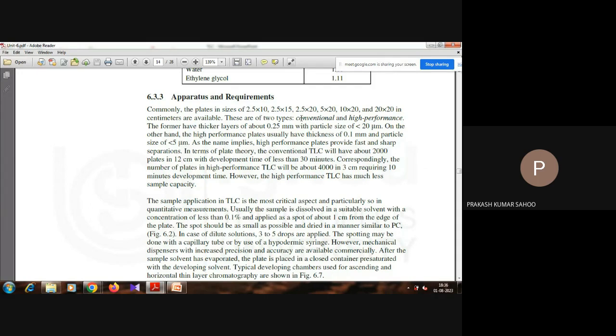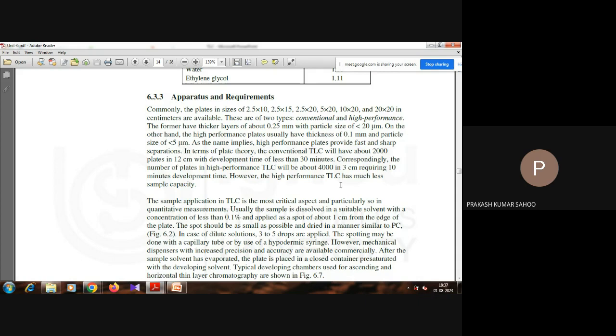In conventional, there will be a thicker layer of about 0.25 mm, with particle size of less than 20 micrometer. This is for your conventional or ordinary TLC plate. But for your high performance TLC, that is HPTLC, the thickness of the plate is 0.1 millimeter and particle size is less than 5 micrometer.